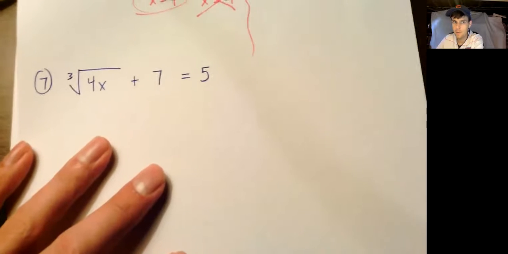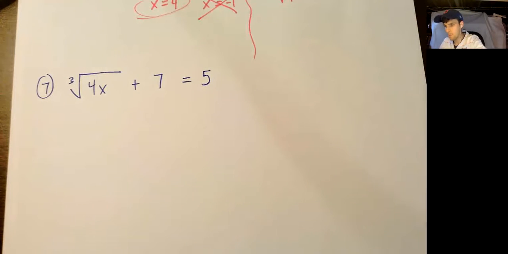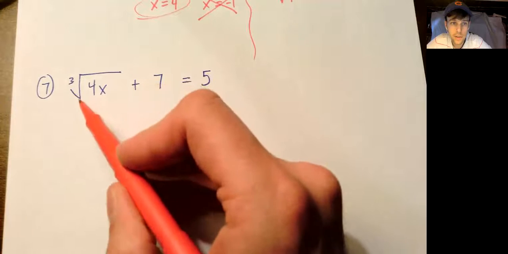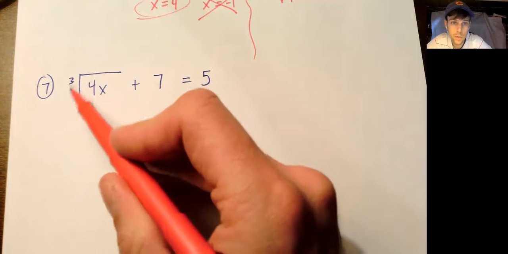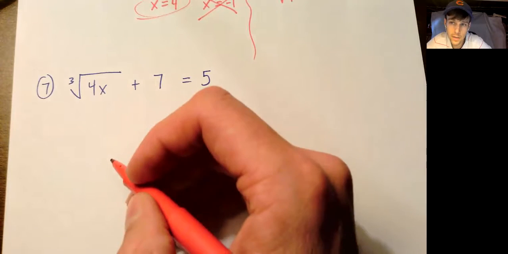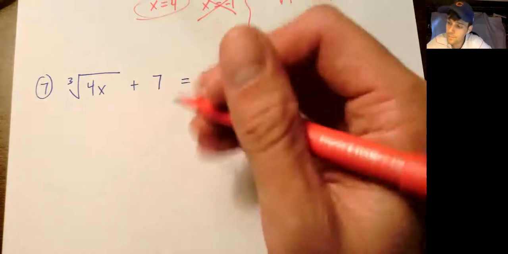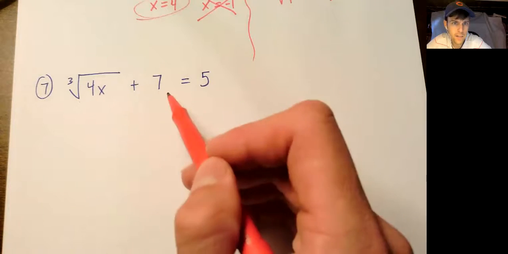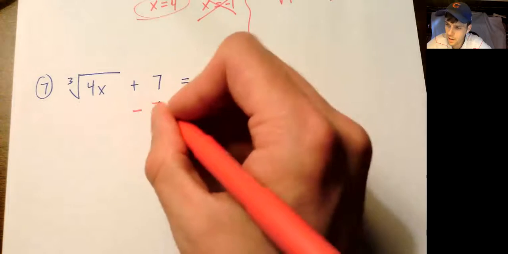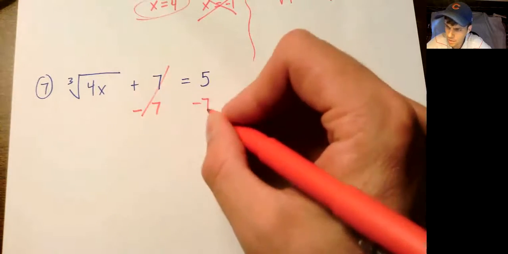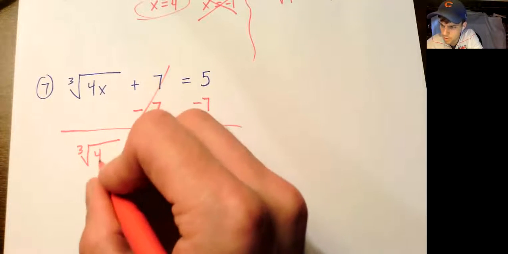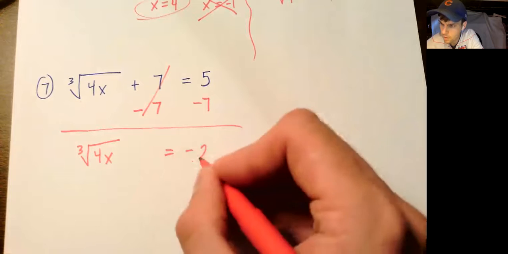All right, second problem I'm going to go over is number 7. I know I'm going a bit out of order, but this one was kind of different than the other one. First thing to notice is we don't have a regular square root, we have a cube root, so I'm going to be cubing to get rid of that, raising to the third power. But before I can do that, I actually just want to get rid of everything else that's on the side of the radical. So I'm going to get rid of that by subtracting 7. I'm going to have the cube root of 4x equals -2.